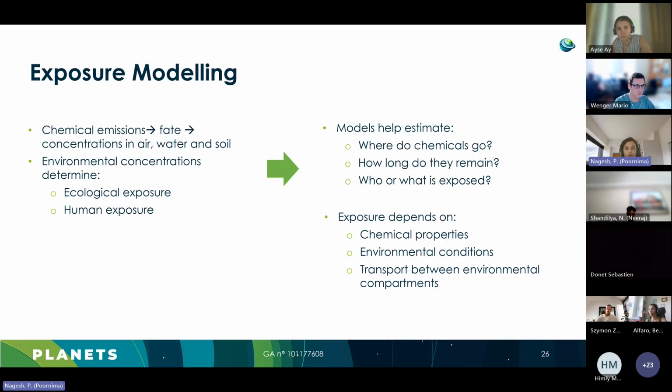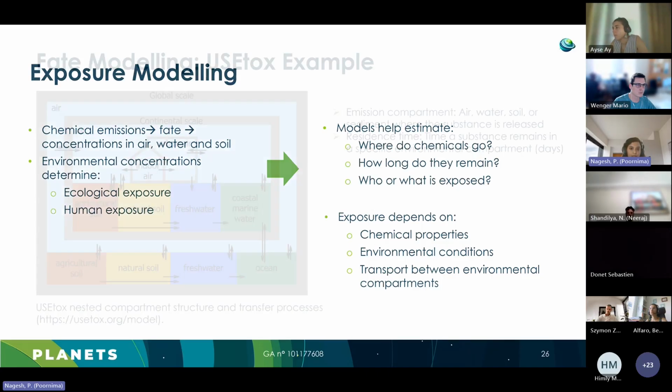And depending on these physicochemical properties, we can also determine if there is frequent transport between the different environmental compartments, so we can actually assess where the chemical would end up and the actual concentrations. To do so, there are several models. Basically, most models do the first part. They look at the chemical fate to estimate the concentrations. And then based on these concentrations, they assess the impact or the exposure.